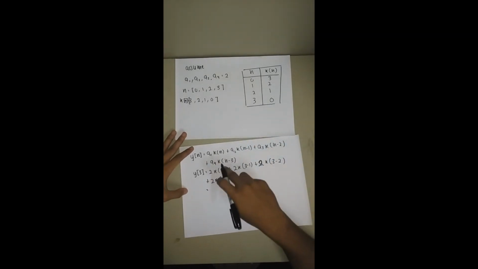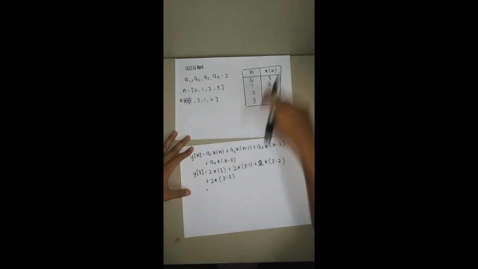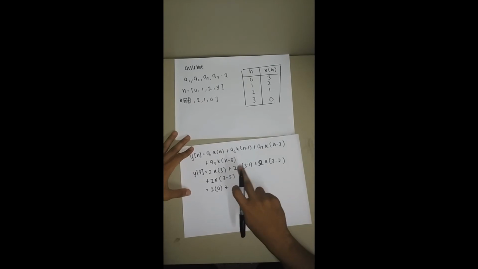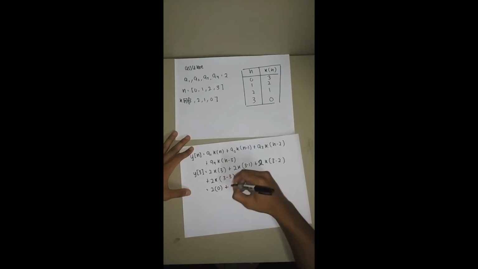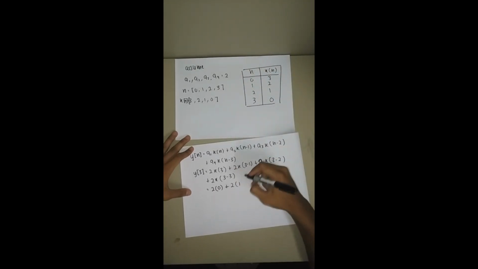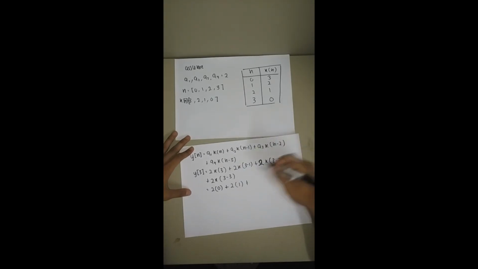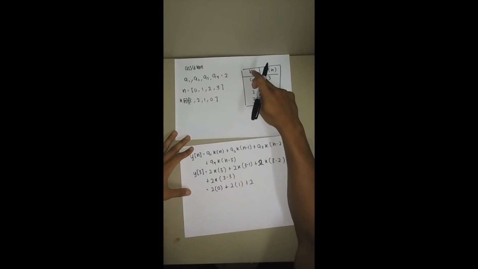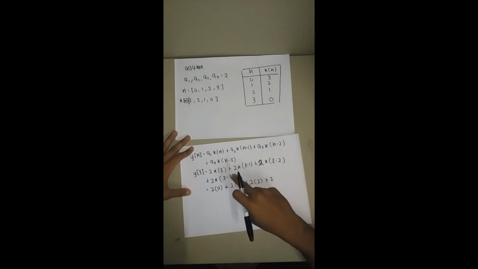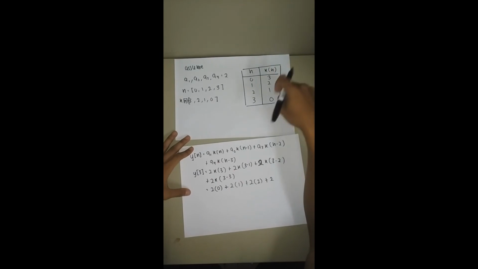So the value of x 3, referring to the table, n is 3, meaning that the value of xn is 0. 2 times 0. Then proceed to the next term, 2 times x 3 minus 1, meaning x 2. We refer to the table, 2 times x 2, we get 1. Then next is 2, x 3 minus 2 equals 1, meaning x 1, we get 2, 2 times 2. The last one is 2, then x 3 minus 3, meaning x 0, we get 3.